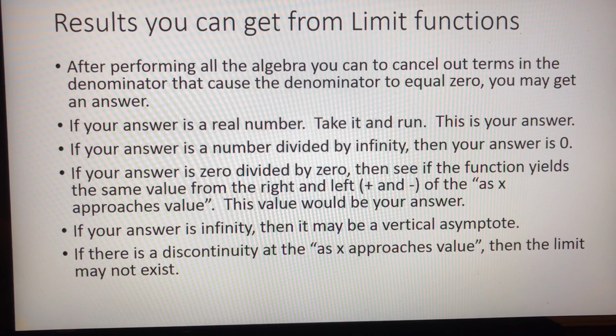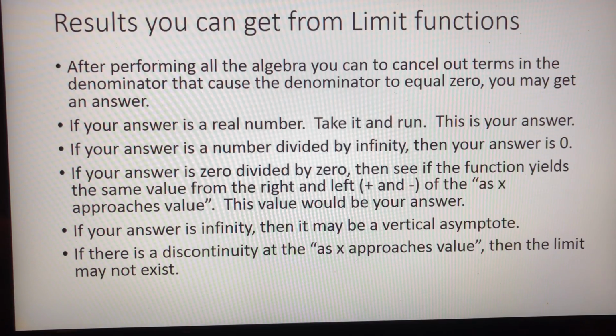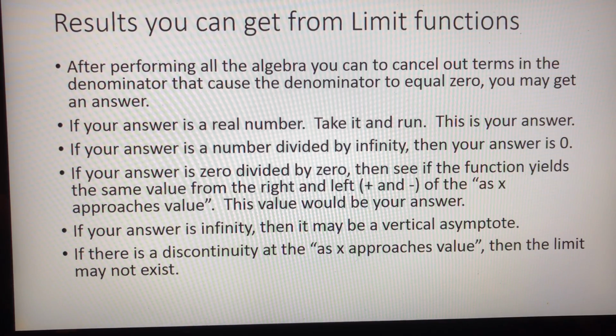So hopefully, you have to approach it from the left side of the curve and the right side of the curve at that point. And if you do that, your limit is that number that it gets. So I show it graphically on the next couple slides. If your number is infinity, you may have a vertical asymptote at that particular point, which could be fine, but you just have to hopefully try to avoid that if you can. And then if there's a discontinuity as x approaches that value, then your limit may not exist.